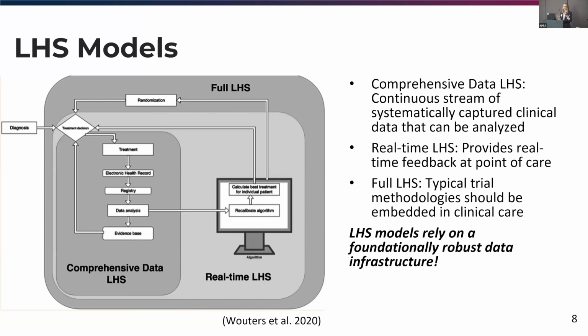So the first level, or lowest level, of a learning health system, what they call a comprehensive data learning health system. And this is one in which a continuous stream of data is systematically captured and can be analyzed. The next level to that is what they call real-time learning health systems. So you're taking all those data that you've captured and analyzing them, and you're providing real-time feedback to impact clinical care. And finally, their highest level is a full learning health system, and that's one in which you can do typical trial methodologies within your clinical care settings.